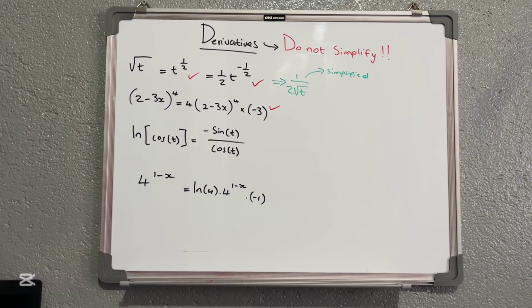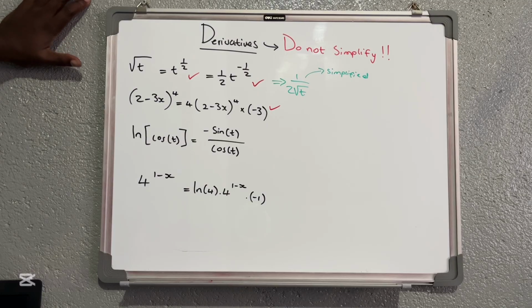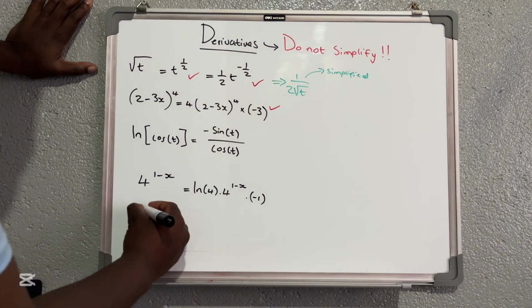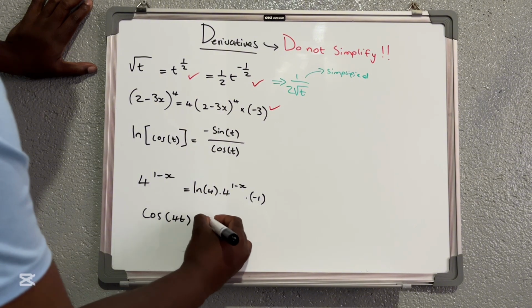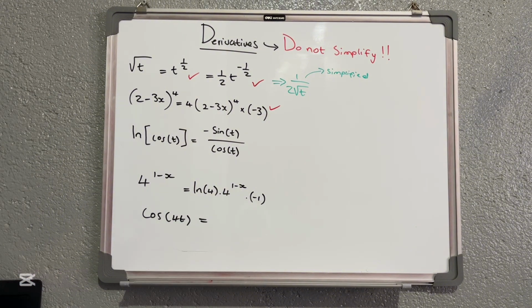Okay, so we're going to be focusing on another one. So let me just give you guys another one: we have something like cos of 4t. Then I'm going to be writing two differentiation rules that you are going to use. We have the normal differentiation rule, and we have the differentiation rule in terms of chain rule.